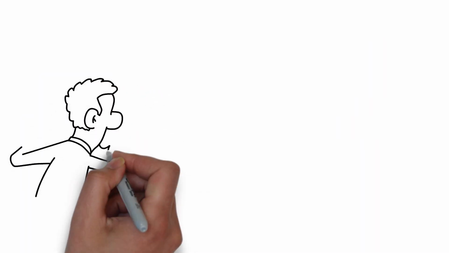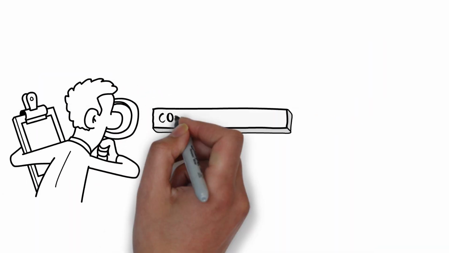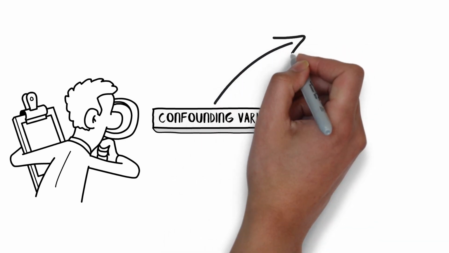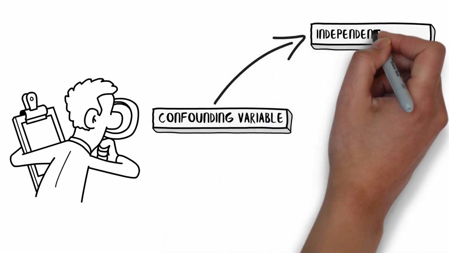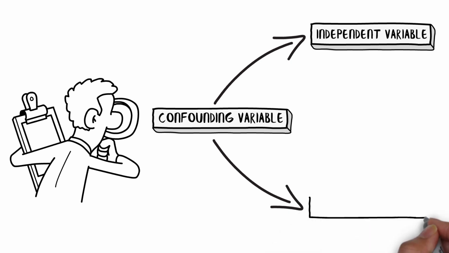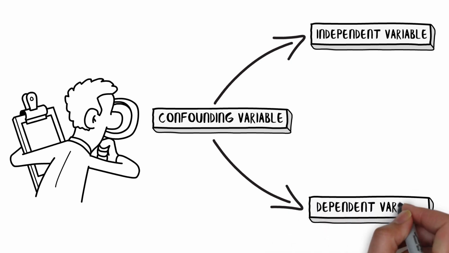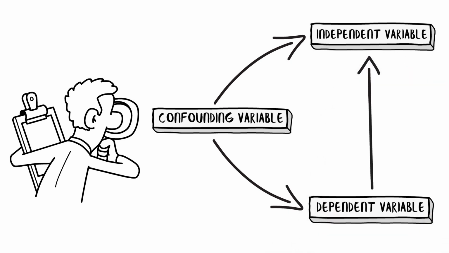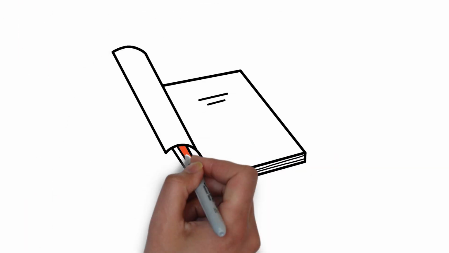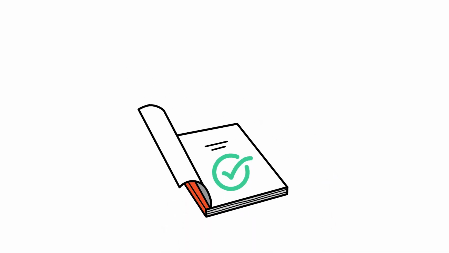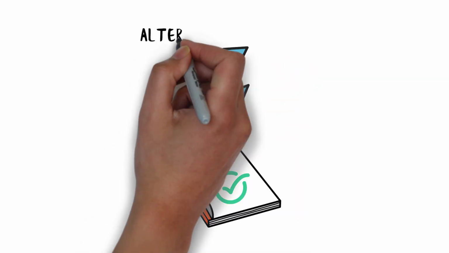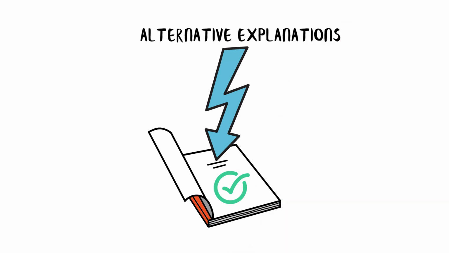A factor that a researcher needs to consider is something called a confounding variable. Confounding variables are factors that are related to both the independent variable, which is what is being studied or manipulated, and the dependent variable, which is the variable being measured or observed. A confounding variable may distort or mask the effects of another variable on the research question. Confounding variables can threaten the internal validity of the study by introducing alternative explanations for the observed results.